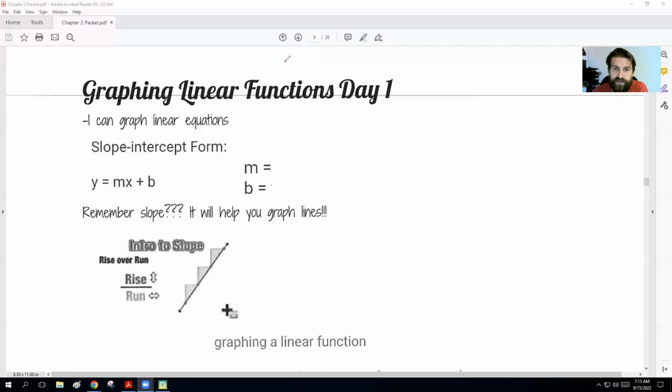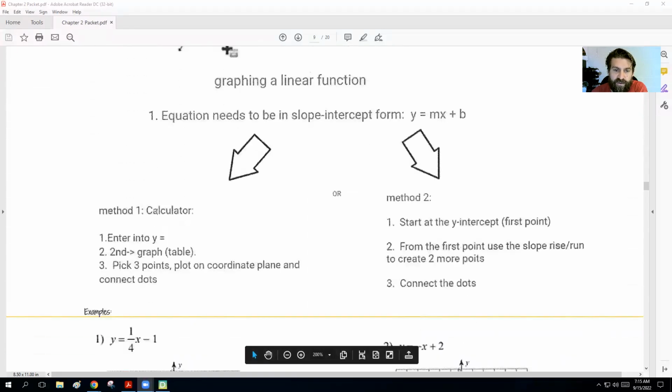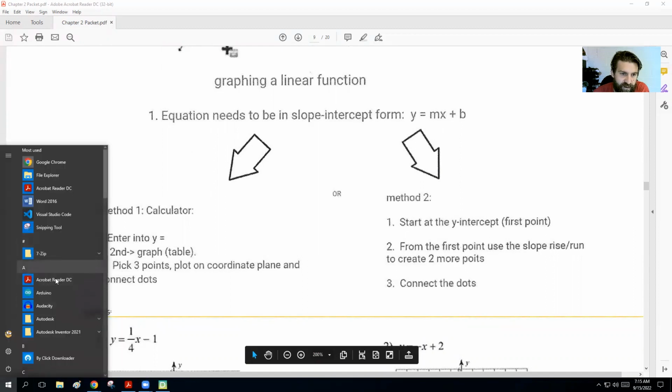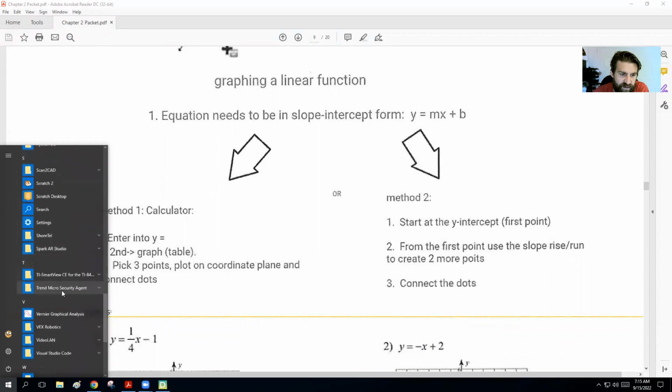Okay, so there are two ways that we can graph a line. We can graph the line if it's in slope-intercept form by using a graphing calculator. And just to show you guys that here, I believe I have a graphing calculator I can pull up, unless they got deleted over the summer.